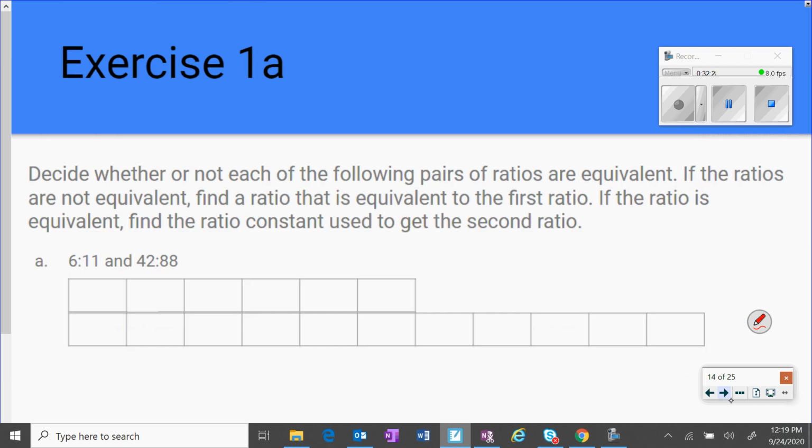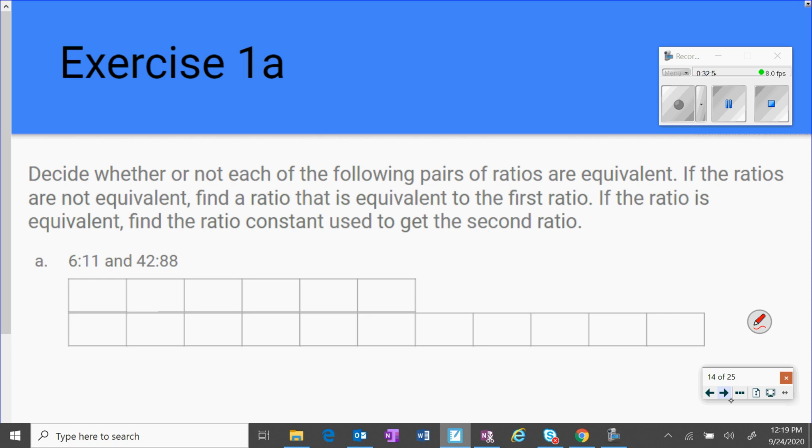On this one, actually I'll turn it back over to Mr. Vasquez for this one. Okay, you're going to decide whether or not each of the following pairs of ratios are equivalent. If the ratios are not equivalent, we're going to find a ratio that is equivalent to the first one. If the ratios are equivalent, then find the ratio constant that was used to get both of them.